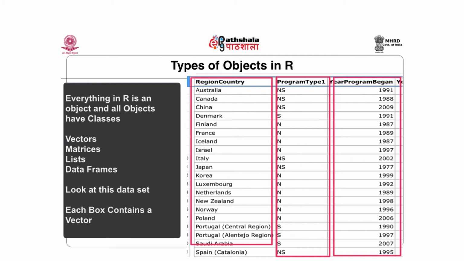Compared with vectors, there are matrices, and matrices are 2-dimensional arrays of vectors. And then we have lists and data frames. These are special classes of objects. Each of these examples is a vector in this particular case. You can certainly name other vectors in the course of your data analysis.